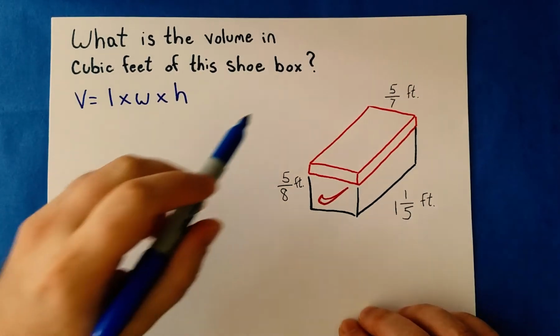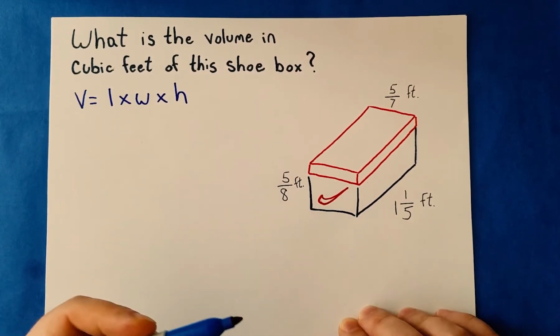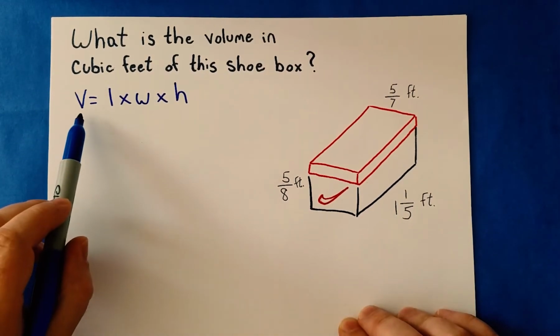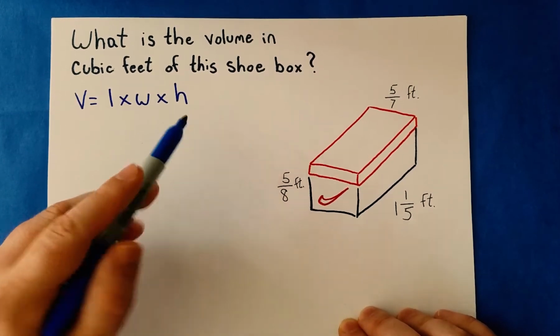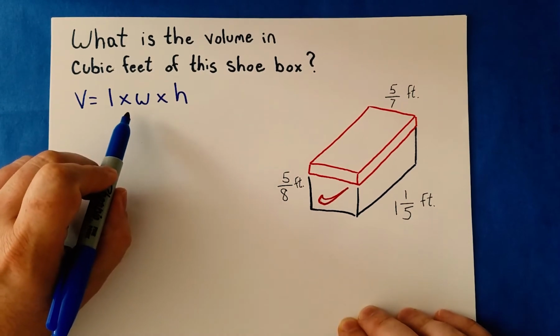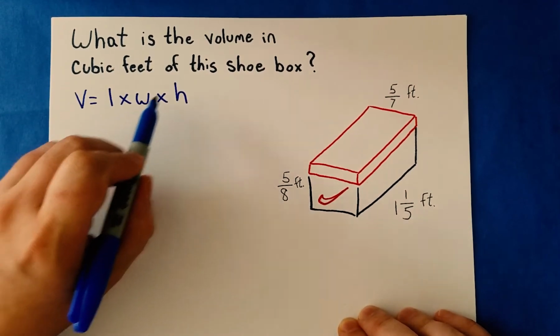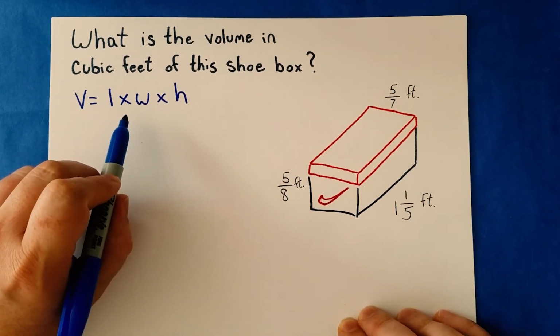So now that I've analyzed what I'm given, I ask myself, what is the rule? Well, the rule is for volume, I multiply my length by my width by my height. This is going back to 5th grade, but we're stepping it up a little bit with the fractions and some of these more complex numbers. So what am I going to do? I want to find the volume. Here's my rule. Let's do some substitution.